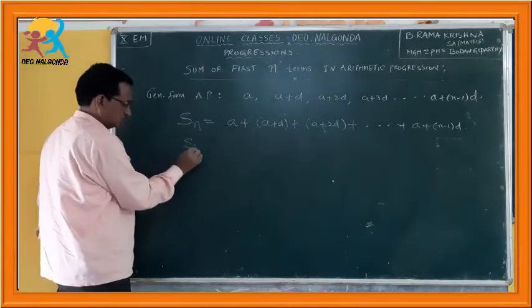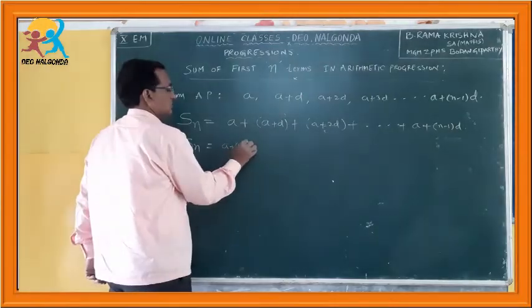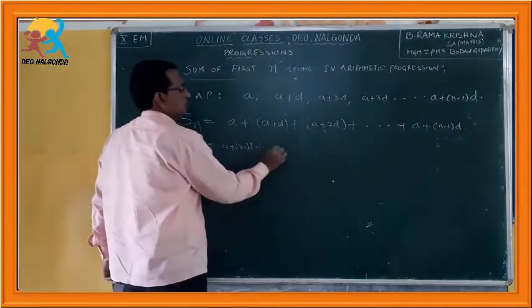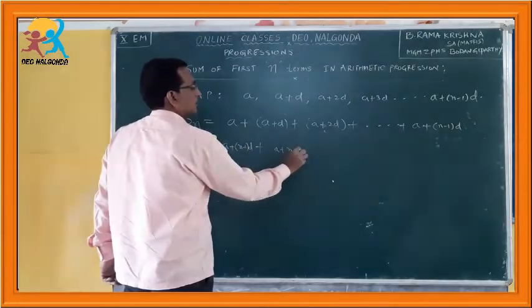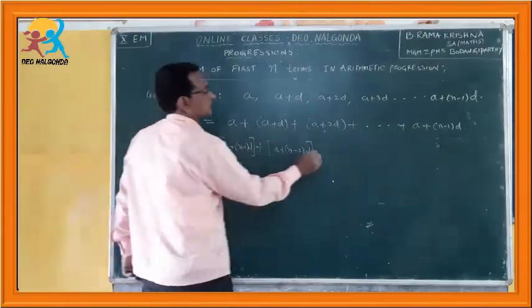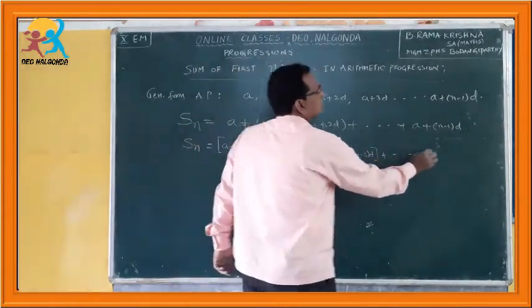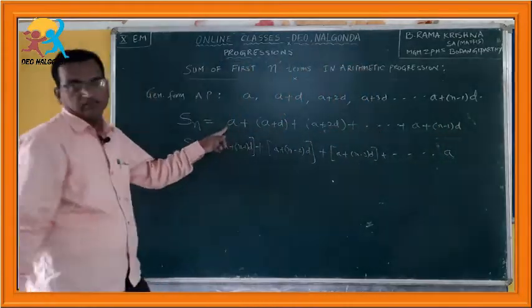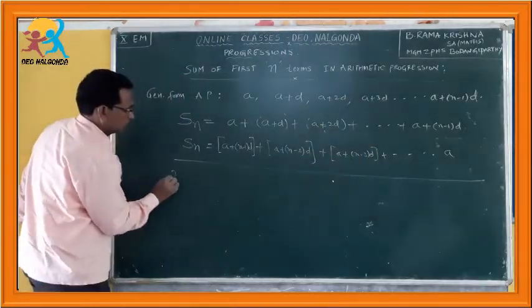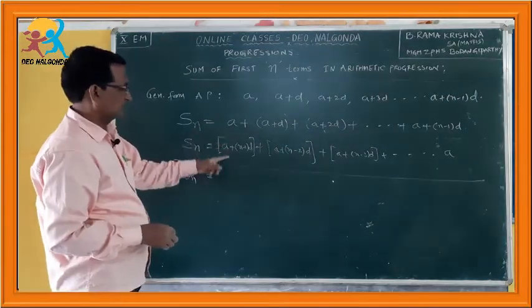Now again I am taking the same sum but in reverse order. Now a plus n minus 1 into d plus, can you guess the second one from the last? a plus n minus 2 into d. Third one will be a plus n minus 3 into d and so on. The last one will be the first one. Now add these two. 2 into Sn is equal to, now what is the sum of these two?